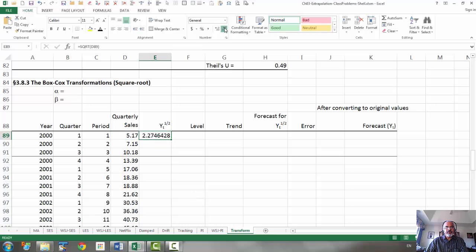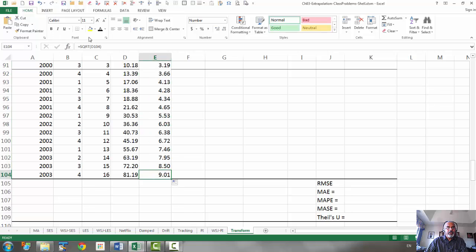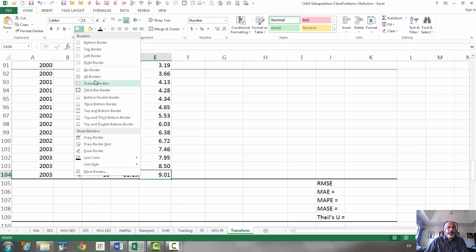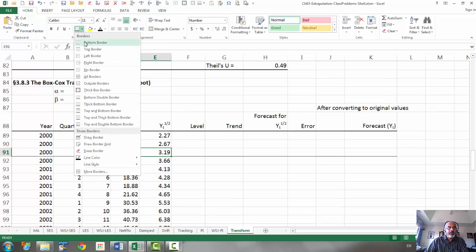and that's the transformation. Okay, copy that. Then we have the transformation now. We've done the transformation. Okay, put the border back here and back there.